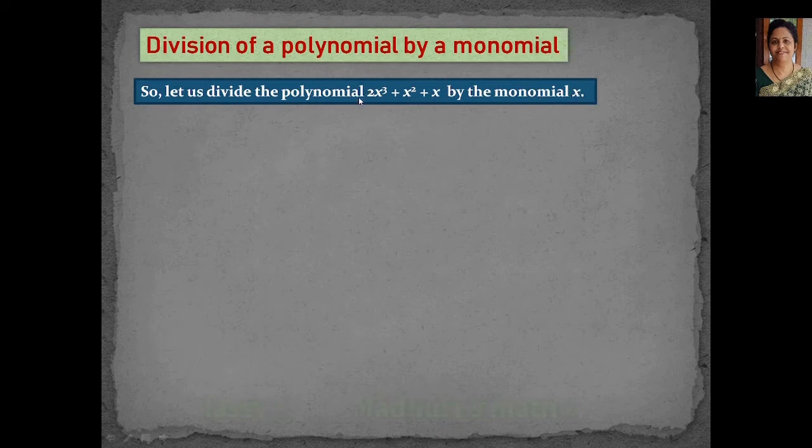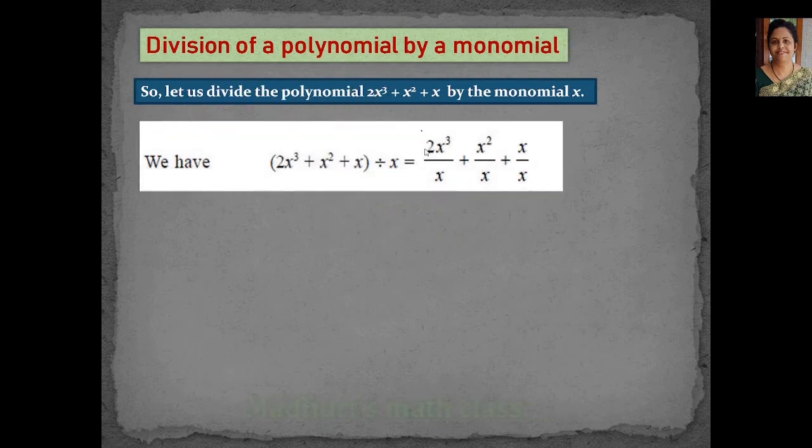Dividend is 2x cube plus x squared plus x. Dividing by x means we will divide each term by x. 2x cube by x plus x squared by x plus x by x. So we have 2x cube plus x squared plus x divided by x is equal to 2x cube by x plus x squared by x plus x by x. So 2x raised to 3 by x is what? 1x is cancelled and 2x will remain.